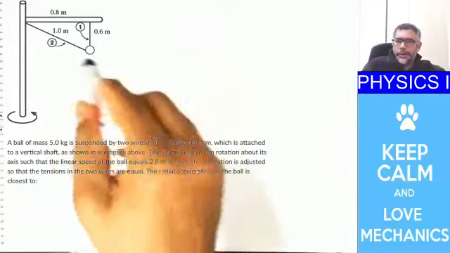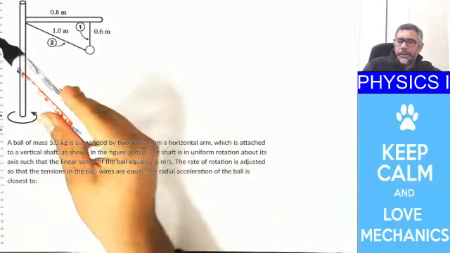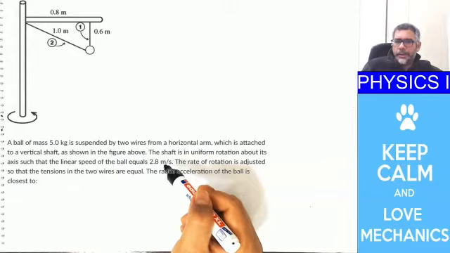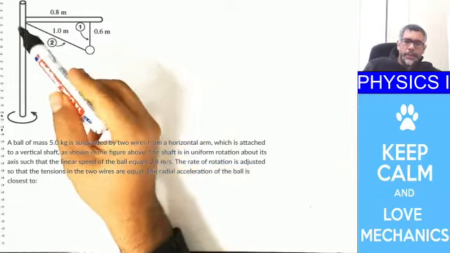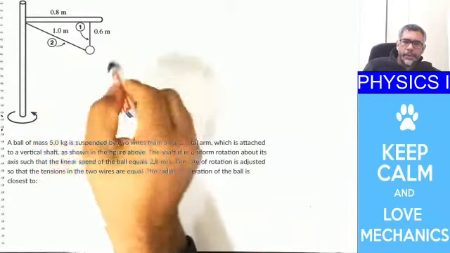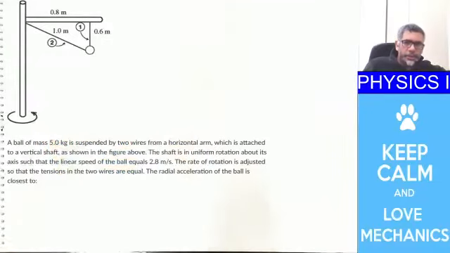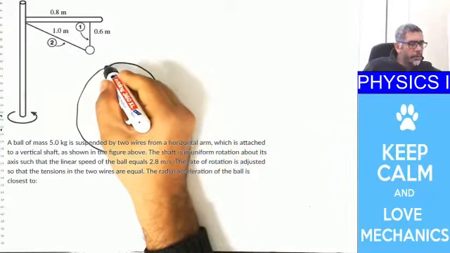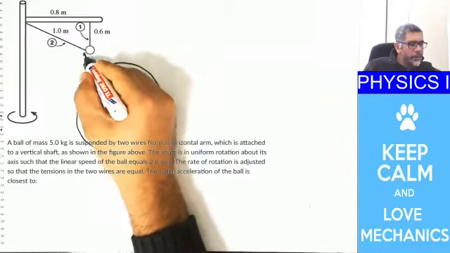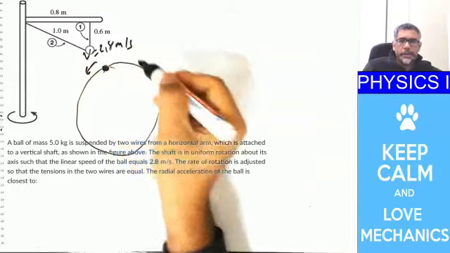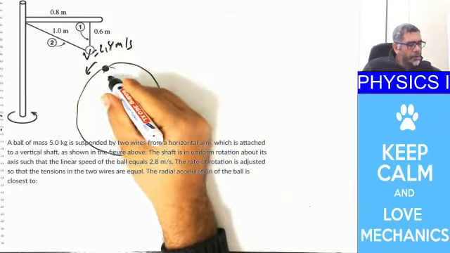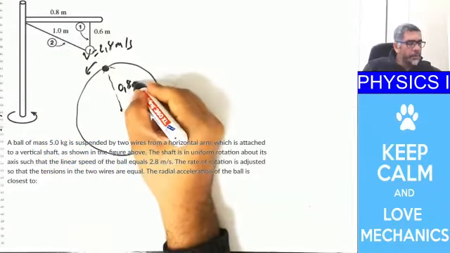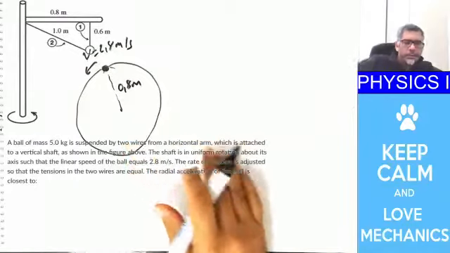Since the shaft is rotating around the vertical axis, the ball has a circumferential speed, which is given in the problem to be 2.8 meters per second. If you look at this motion from the top, what you are going to see is a circular motion, right? The ball is in a circular motion with the circumferential speed of 2.8 meters per second. And the radius of this circular motion is just the length of this arm, which is 0.8 meters, right? This is how you visualize the problem.